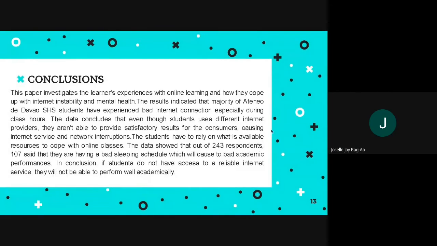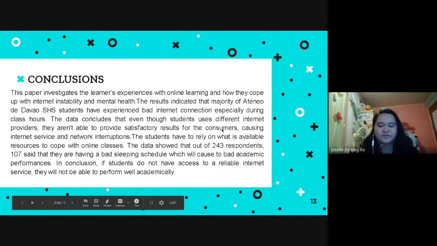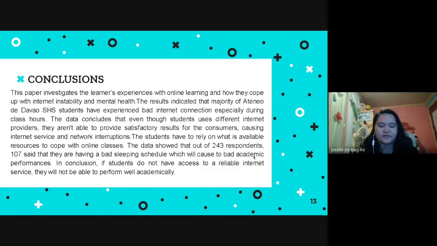Conclusion. This paper investigates the situation of the students during online classes and how they cope with internet instability and their mental health. The results indicated that the majority of Ateneo de Davao senior high school students have experienced bad internet connection, especially during class hours. The data concludes that even though students have different internet providers, they aren't able to provide satisfactory results for the consumers, causing poor internet service and network interruption.